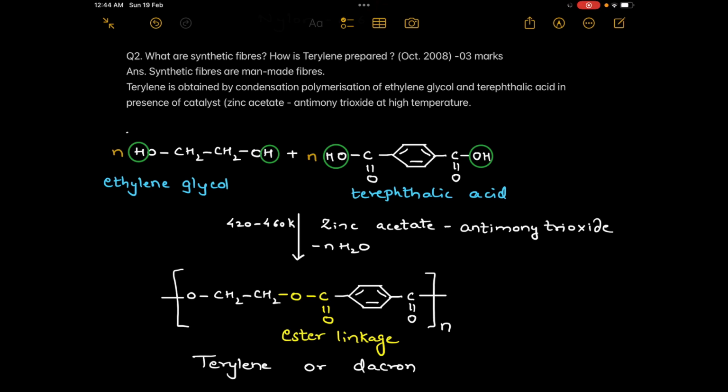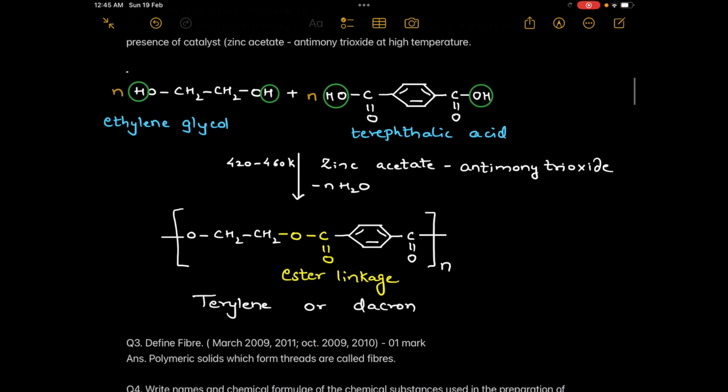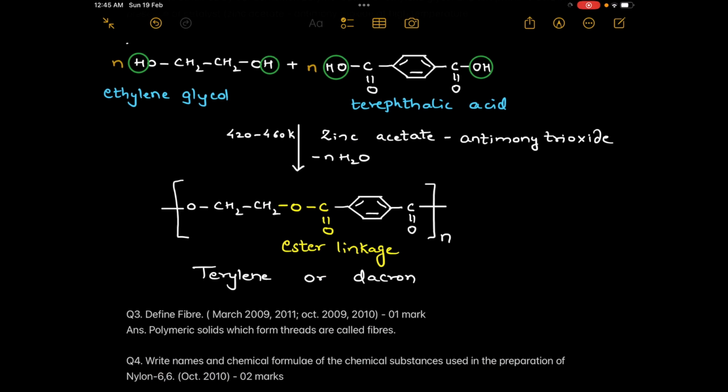That is, terylene is obtained by condensation polymerization of ethylene glycol and terephthalic acid in the presence of a catalyst, that is zinc acetate antimony trioxide, at high temperature. So here this sentence will be allotted 1 mark and the last 1 mark will be given to the reaction.